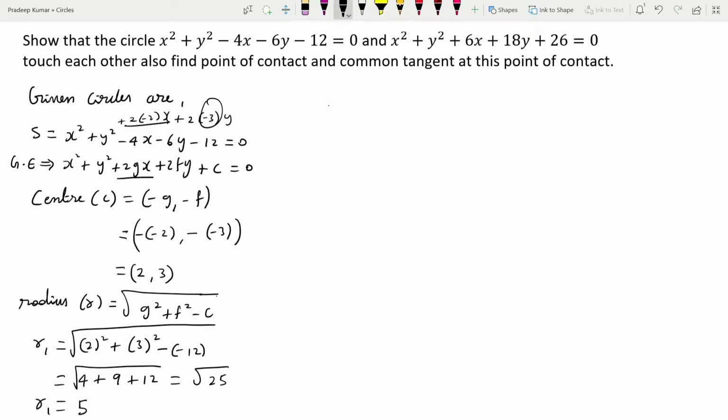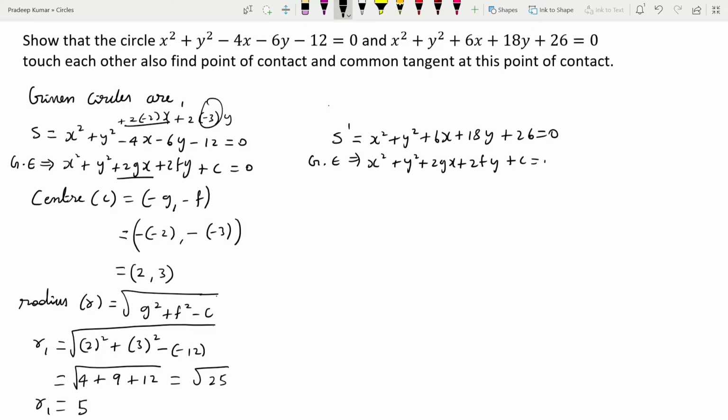So we'll do the same for the second circle also. Second circle, I'll take it as S dash. So S dash equal to x square plus y square plus 6x plus 18y plus 26 equal to 0. This is the second equation I wrote over here. So this also we will compare with the general equation of the circle.